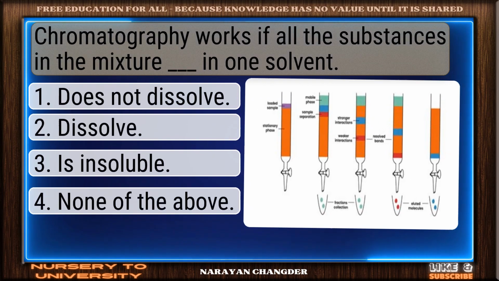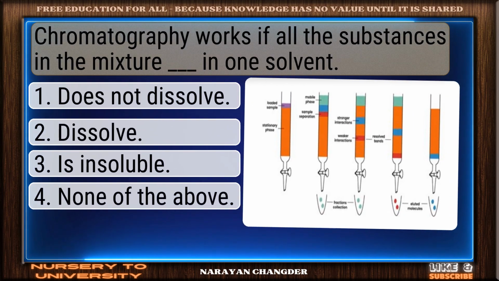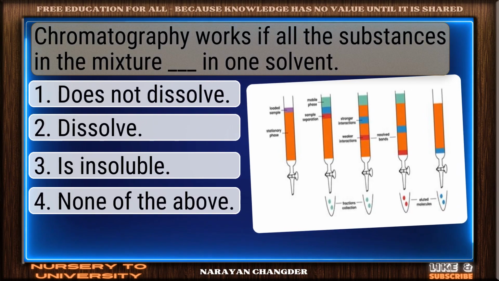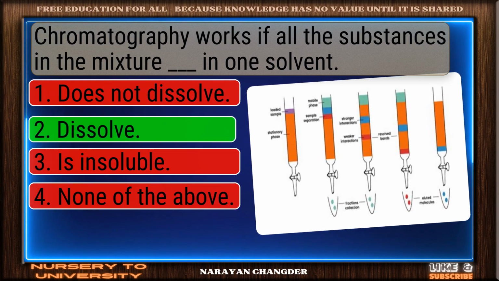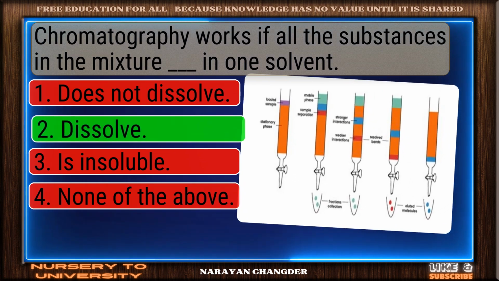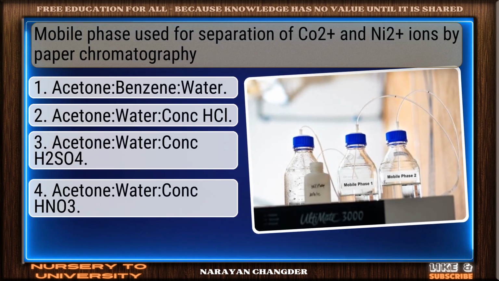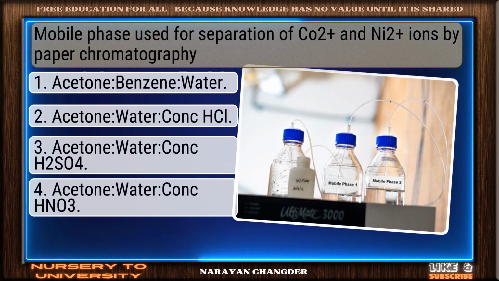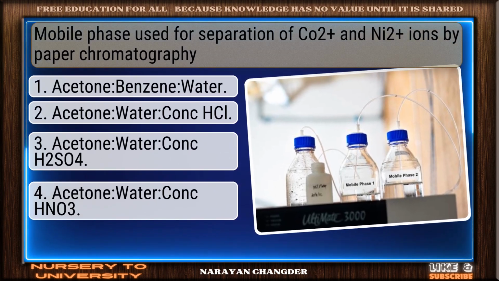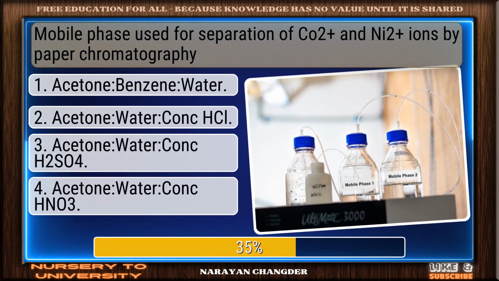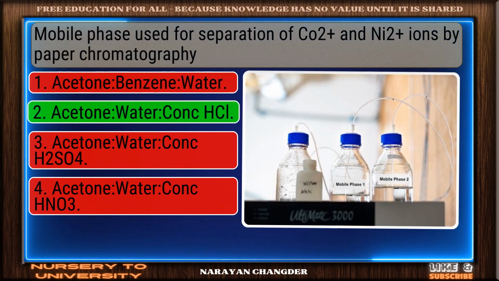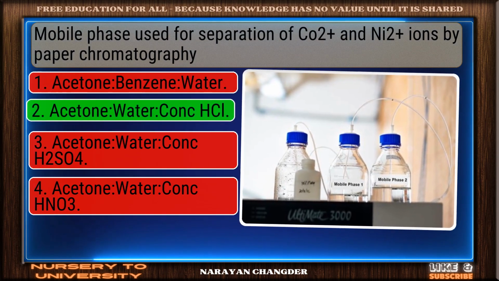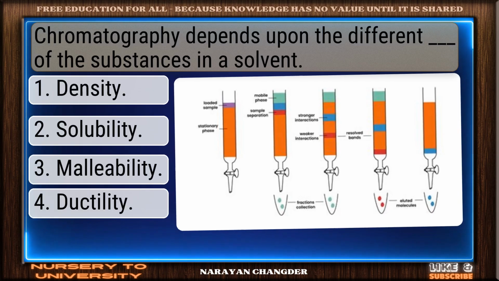Chromatography works if all the substances in the mixture dash in one solvent. Well reasoned. Dissolve is the correct choice. Mobile phase used for separation of Co2+ and Na2+ ions by paper chromatography. Well picked. Acetone, water, HCl is the correct answer.